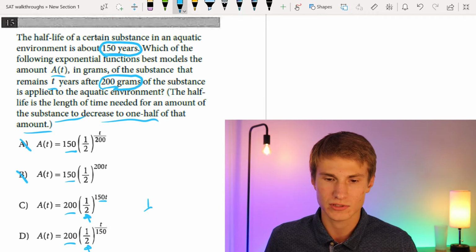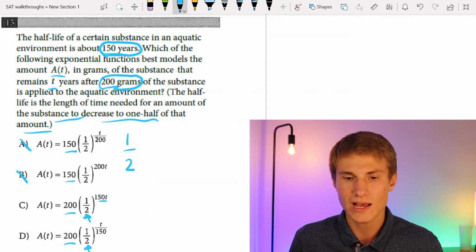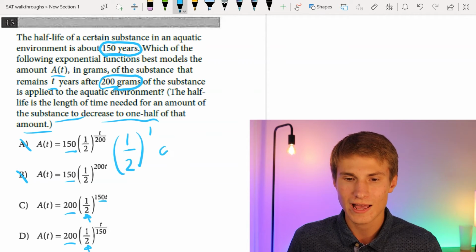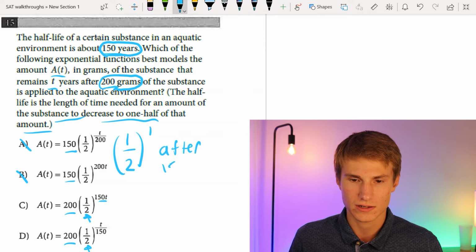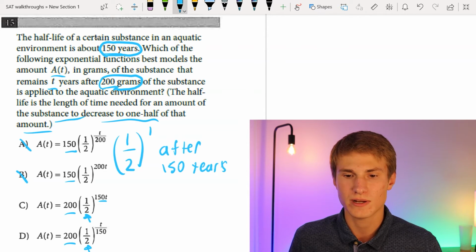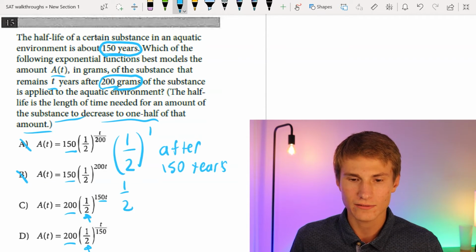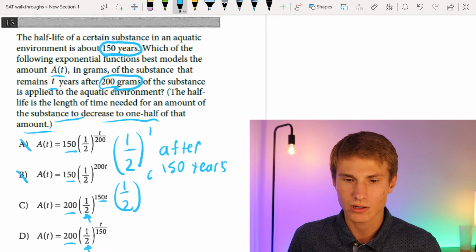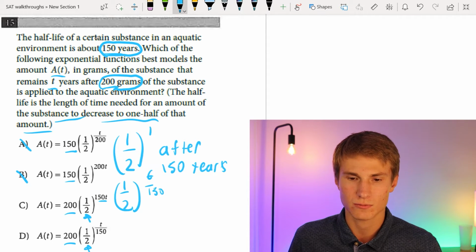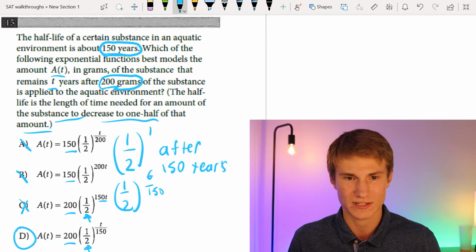We need 1/2, and I'm just going to write this out. We need 1/2 to be raised to the first power after 150 years. In order for this to be true, we need to have then 1/2 to the power of t over 150, because we know 150 over 150 is 1. Therefore, our answer has to be answer choice D.